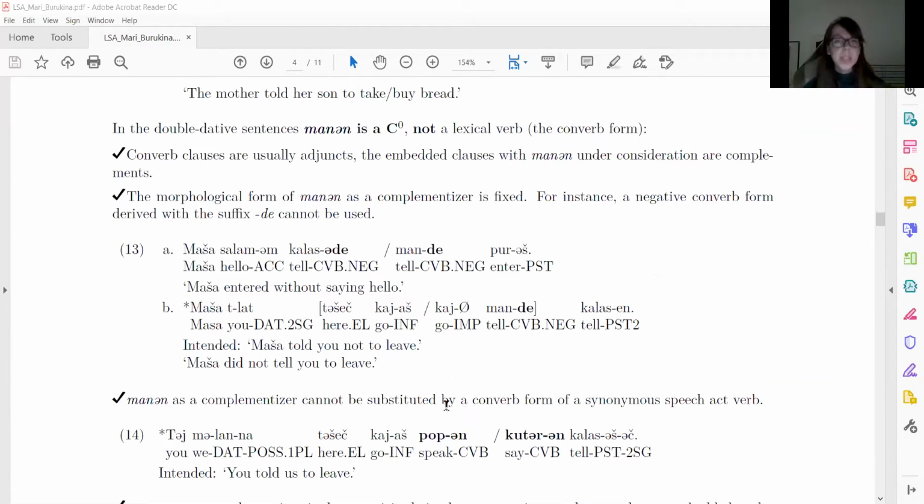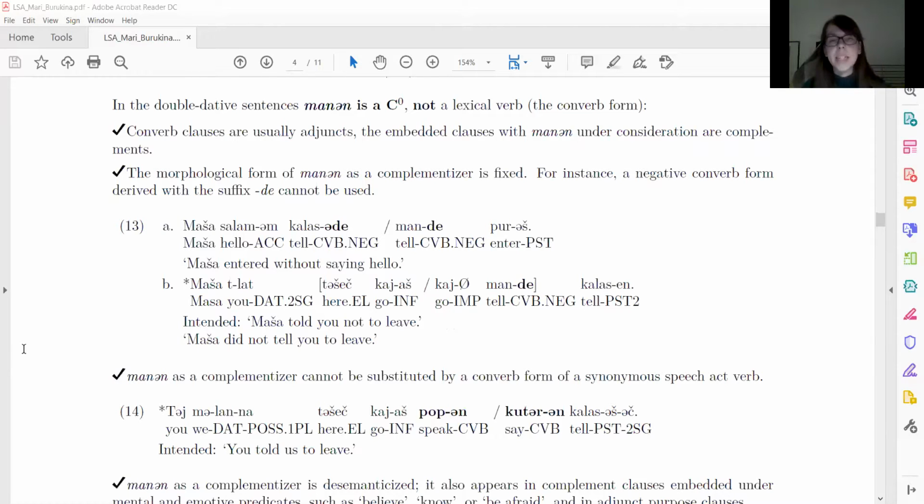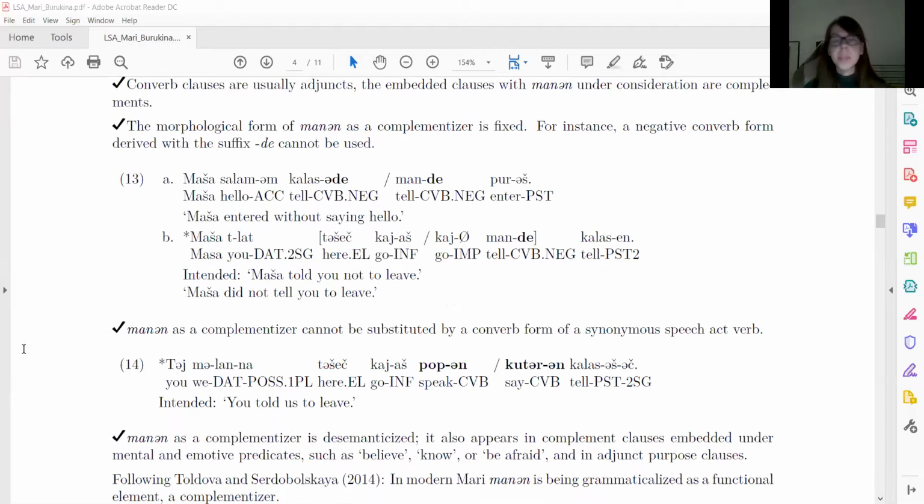In addition to this, we can show that mannen as a complementizer cannot be substituted by a converb form of a synonymous speech-act verb. So if this is just a lexical verb, right, then why can't we substitute it with a synonym? We have quite close synonyms like popash, for instance, or kutirash, which also can be translated as say or speak or tell. And when they're used as lexical verbs, they're quite interchangeable, so to say, but not in our case.